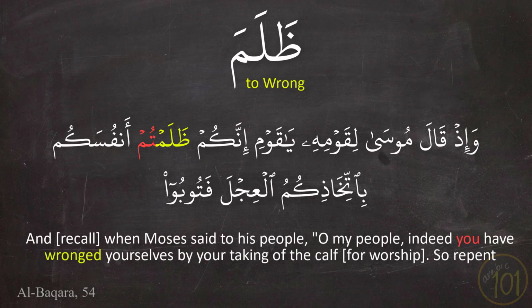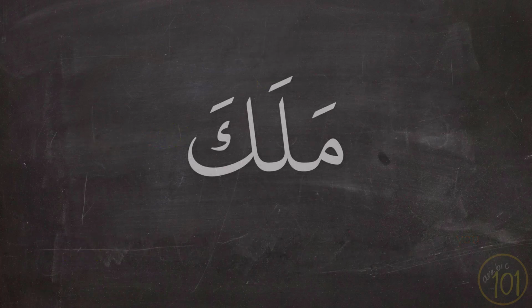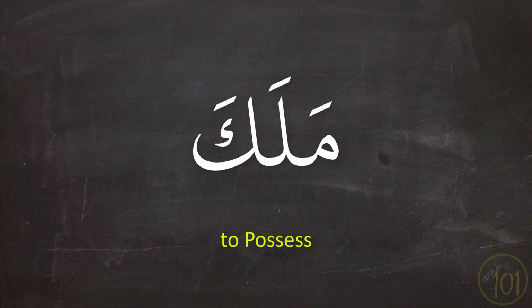وَإِذْ قَالَ مُوسَى لِقَوْمِهِ يَا قَوْمِ إِنَّكُمْ ظَلَمْتُمْ أَنفُسَكُمْ بِاتِّخَاذِكُمُ الْعِجْلَ فَتُوبُوا. The next verb is مَلَكَ, and it means to possess, like in this example.